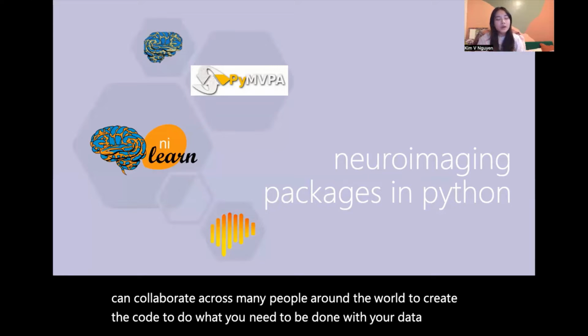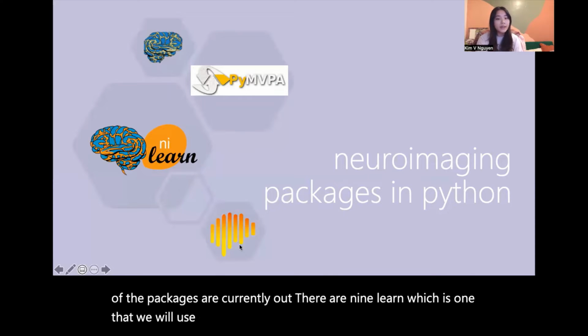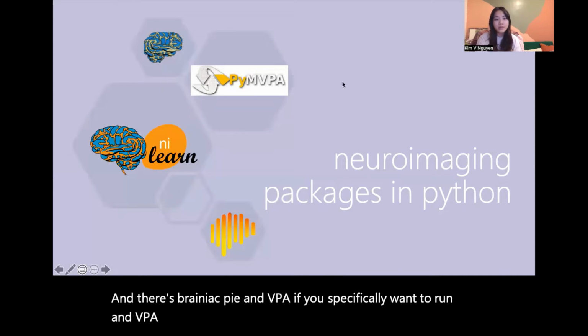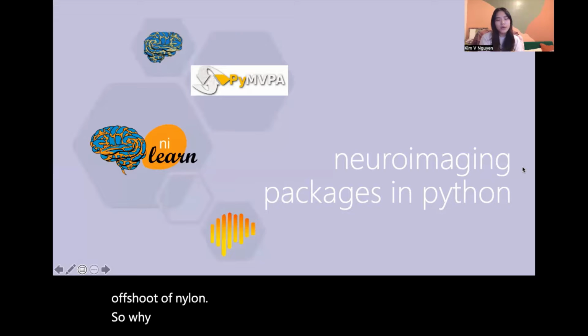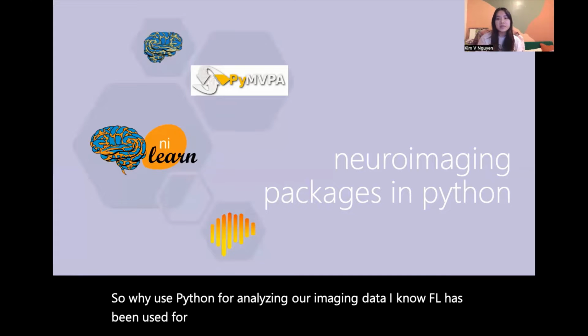So some of the packages currently out there are NiLearn, which is one that we will use today. And there's Brainiak, PyMVPA if you specifically want to run MVPA analyses, and there's also Nipype too, kind of an offshoot of NiLearn. So why use Python for analyzing neuroimaging data? I know FSL has been used for quite a while. Why should we deviate from that?